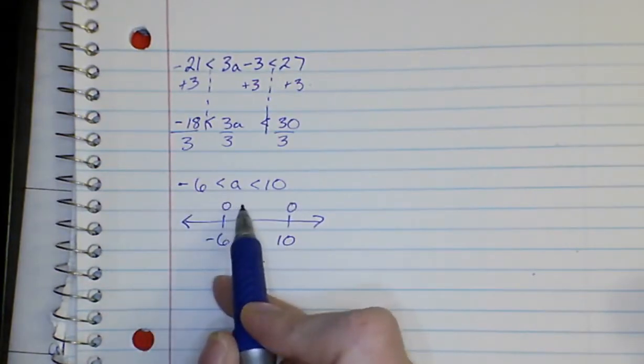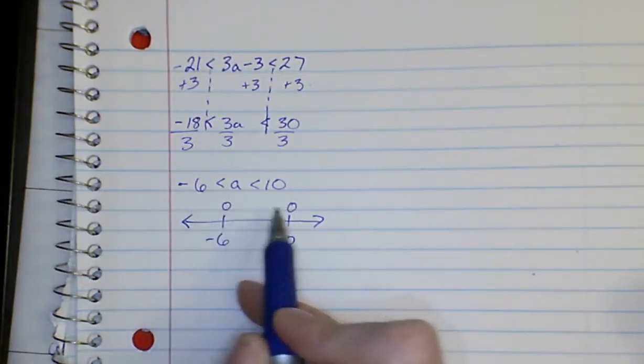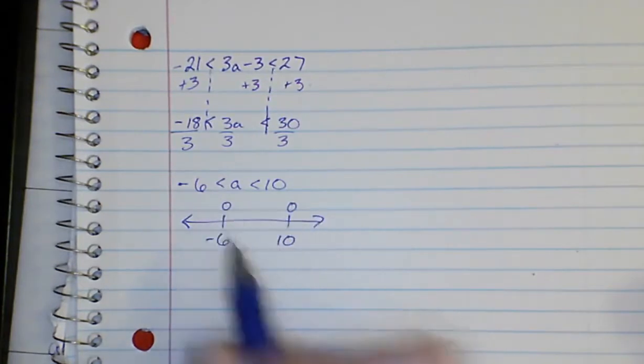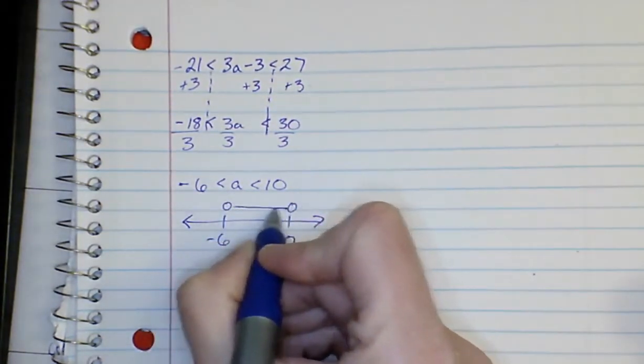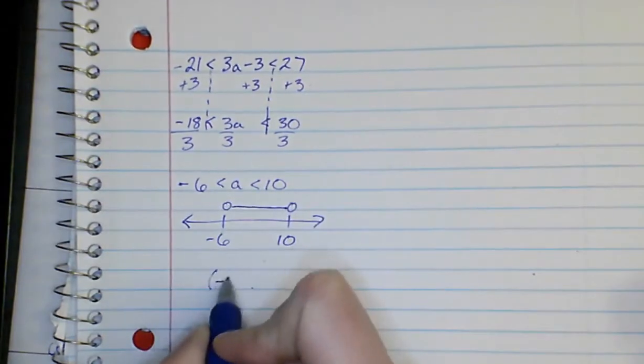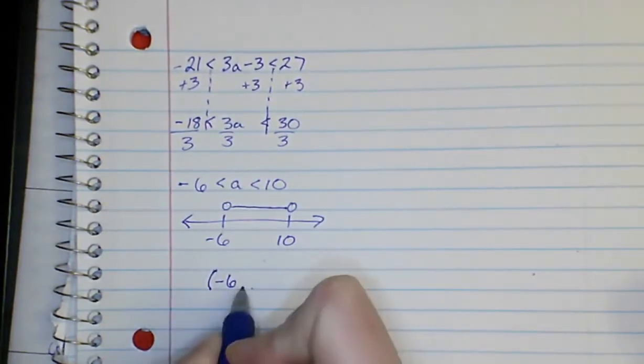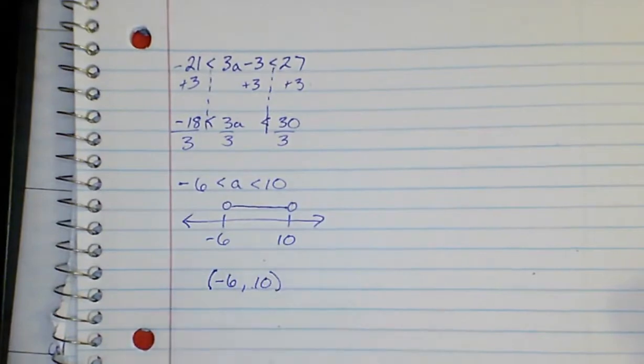And if you visualize it, we will actually have 2 lines going in between these dots, and that's what we want. We want the intersection. So this will be parentheses negative 6, comma, 10.